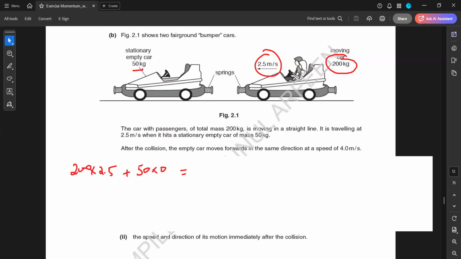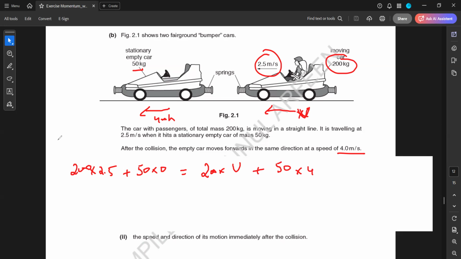If you read the question, this car, the empty car, moves with a speed of 4 meters per second. And the stationary car, we don't know what speed it is moving at, so we call that x. So the momentum after the collision is 200 times x, or you can also say v. If you call it v, then 200 times v plus the mass of the stationary car, which is 50, moving at a speed of 4.